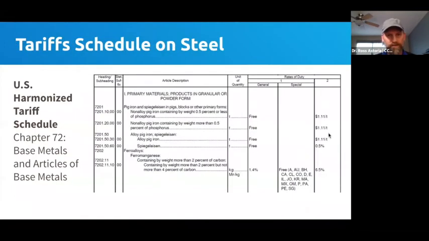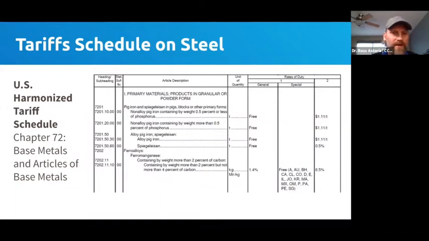Let's take a look at another tariff schedule. Steel is going to be our running example throughout the lesson here, and it's one of the most frequent questions. I just wanted to show you the kind of detail available in the article description here. One of those sections says non-alloy pig iron containing by weight no more than 0.5% of phosphorus, and so on and so forth. That's just to show that we can indeed keep track of everything that is imported.